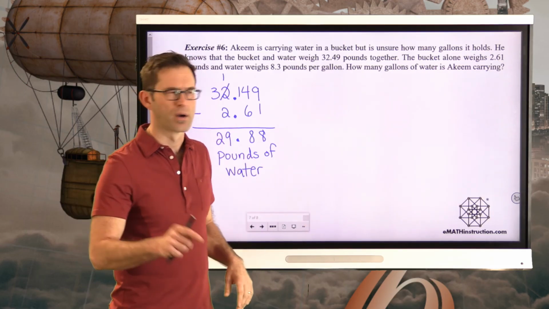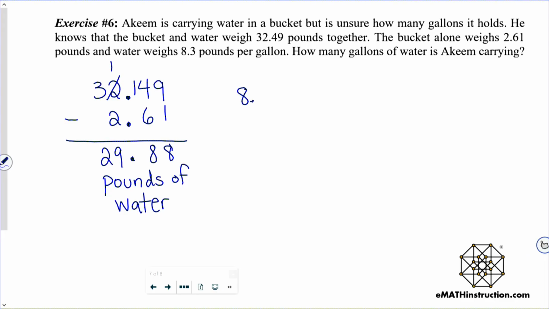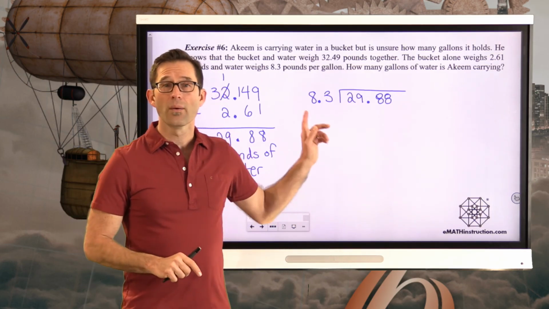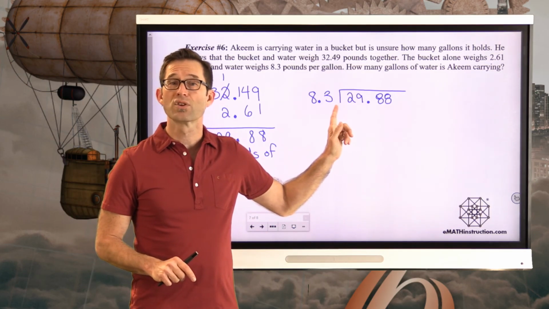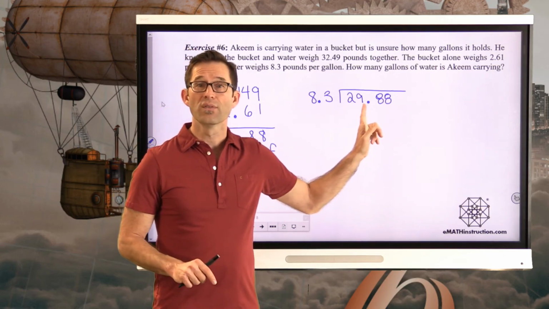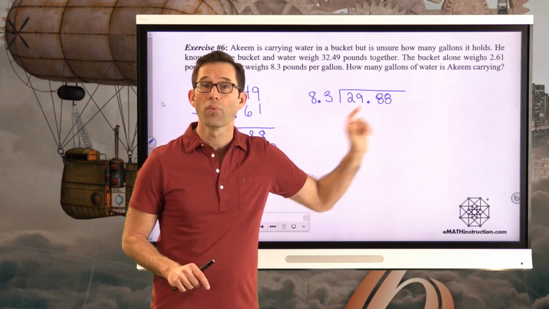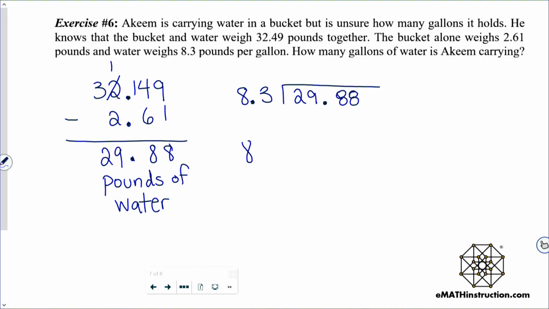So now we've got a little division here, right? We need 8.3 divided into 29.88. And just like all decimal division problems, what I want to do is change this by moving it 1 decimal place to the right into an 83. And then I'll take this decimal place and move it 1 decimal place to the right, which will make this 298.8. So I'm going to rewrite that problem just down here. 83 divided into 298.8. And let's do that division.